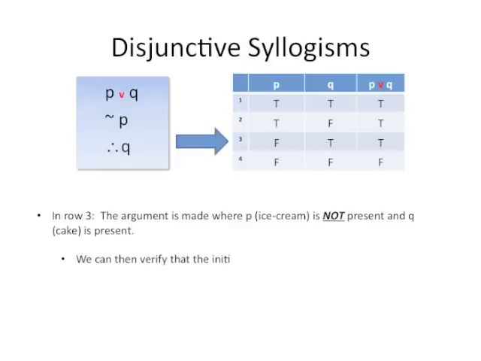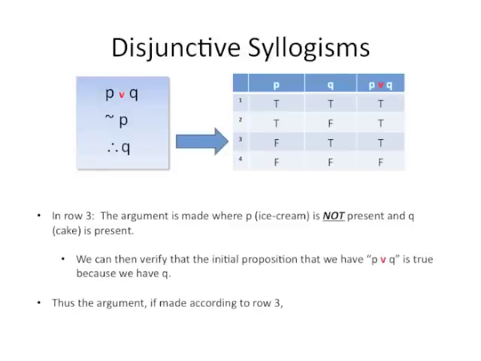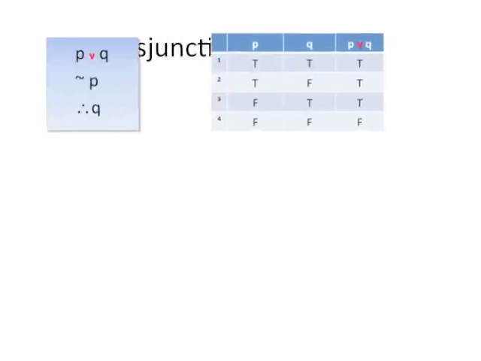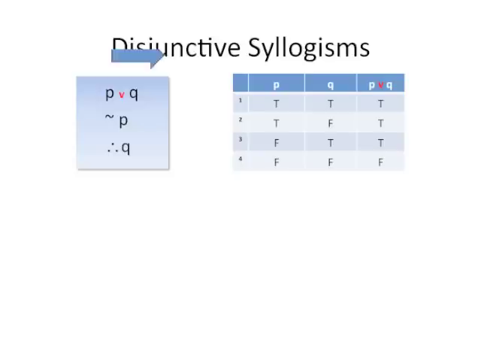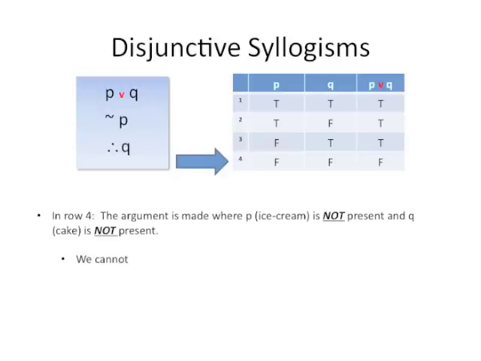Alright, now let's look at the last case, row 4. Now row 4, of course, I'm sure you know where this is leading to. In row 4, the argument is made where P, the ice cream, is not present, and Q, the cake, is also not present. And so we cannot verify that the initial proposition we have, P or Q, is actually true, because we have neither P or Q in this case. Thus, the argument made according to row 4 would be invalid.